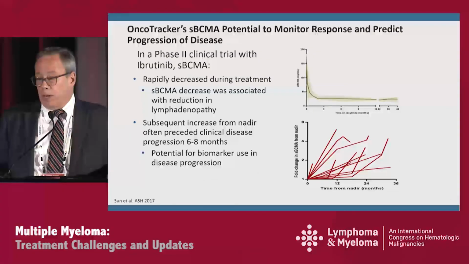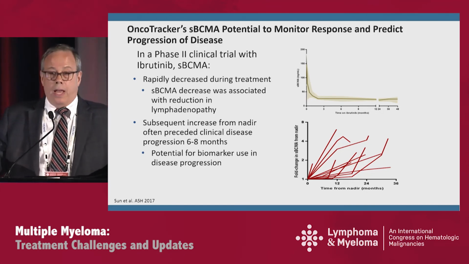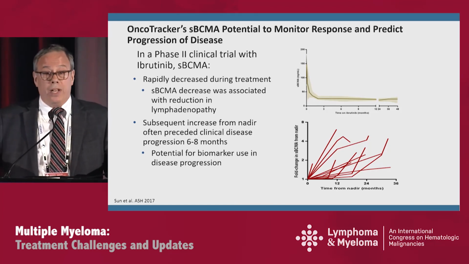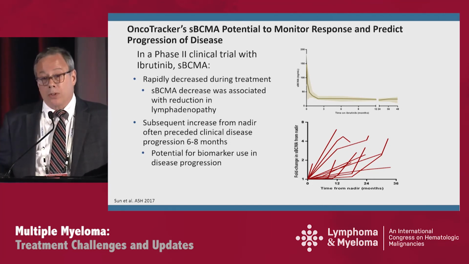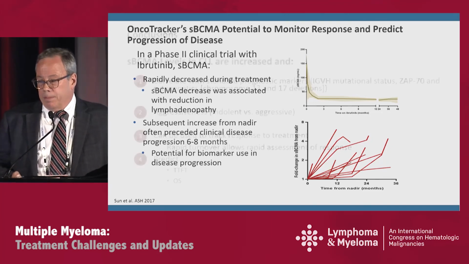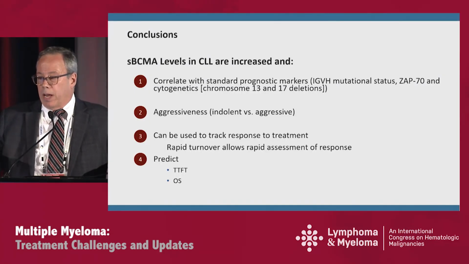But then if you look in patients, besides the rapid decrease, this decrease was associated eventually with a reduction in lymphadenopathy, and a subsequent increase from the nadir level preceded the clinical progression by an average of 6 to 8 months in this study, giving us a much earlier read on progression than we have with current standards to measure progression in CLL.